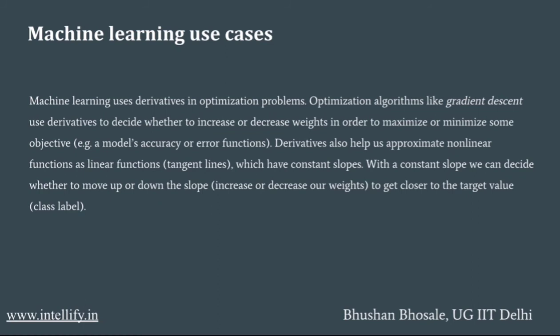Derivatives also help us to approximate non-linear functions as linear functions. For example, tangent lines which have a constant slope. With a constant slope, we can decide whether to move up or down the slope. That is, increase or decrease our weights to get closer to the target value, that is the class label.